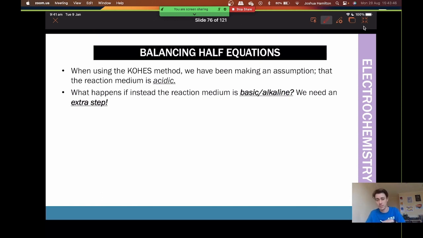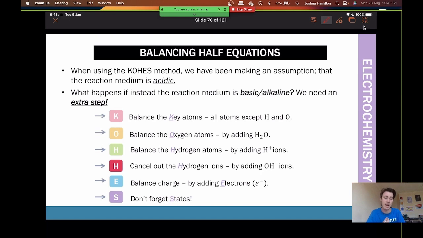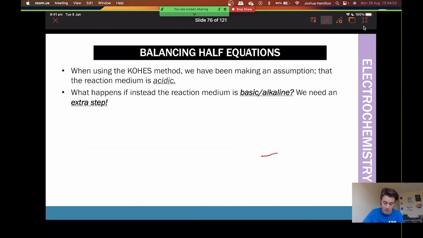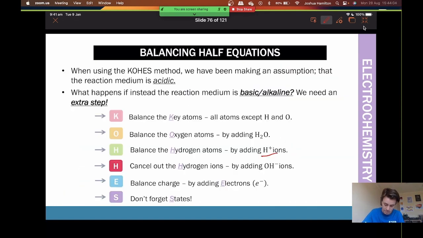What if we were told we're in a basic environment? If we're told we're in a basic environment, we add an extra step. We add in OH minus ions. Now, you add as many OH minus ions as you have H plus ions to that side, and you add the same amount to the other side. So in this one back here, I got rid of it, but I had, I think it was 8 H pluses on this side of the equation. Then you add 8 OH minuses. This makes 8 H2Os, and you add 8 OH minuses to the other side.